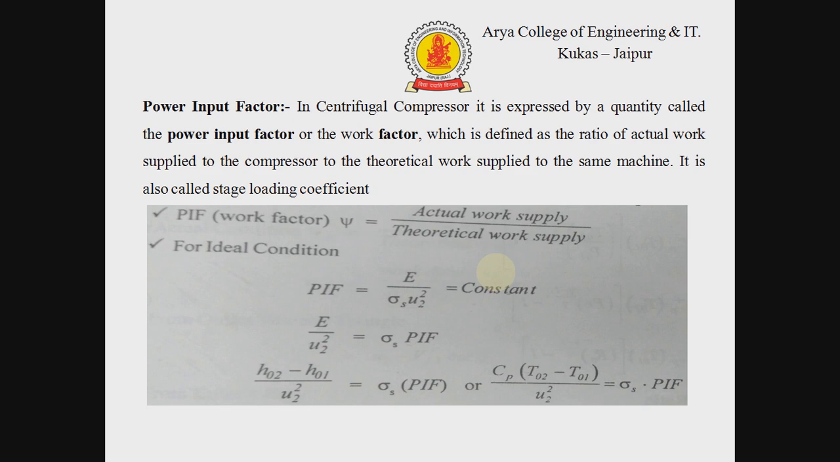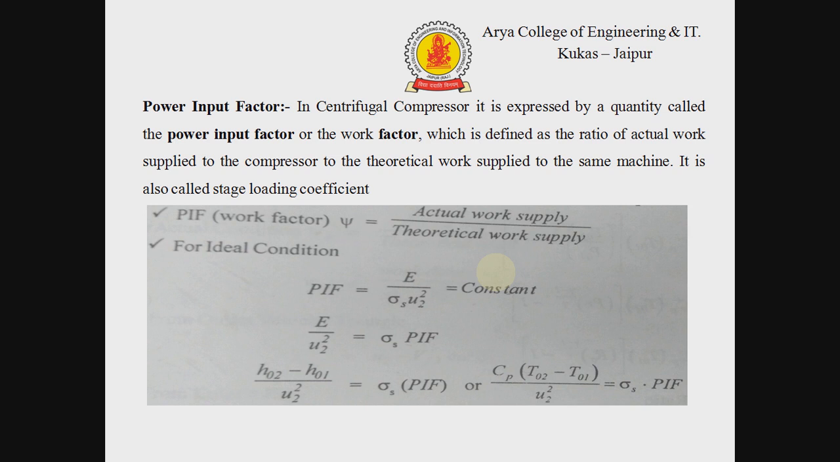Now we discuss the power input factor. In a centrifugal compressor, it is expressed by a quantity called the power input factor or the work factor, which is defined as the ratio of actual work supplied to the compressor to the theoretical work supplied to the same machine. It is also called the stage loading coefficient. The mathematical relation is shown below.